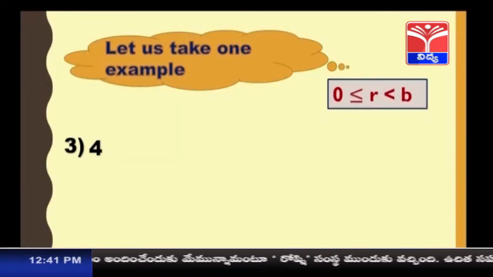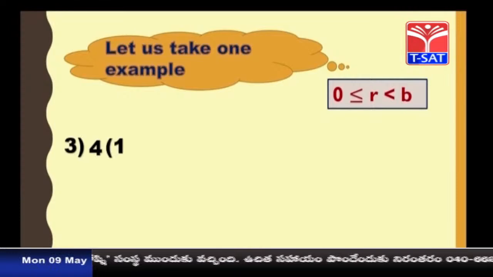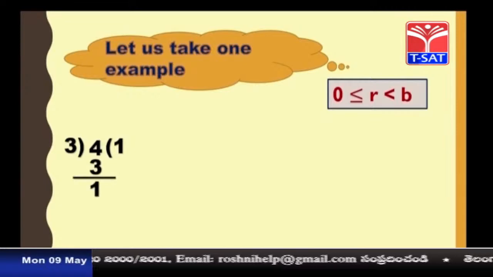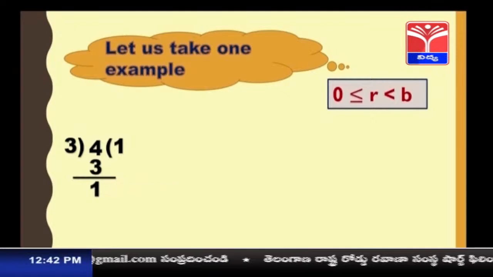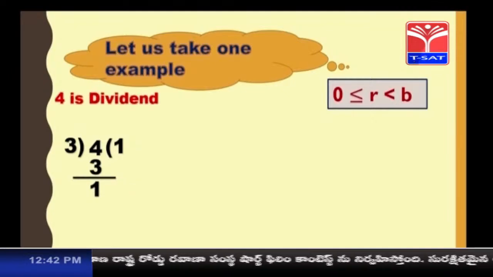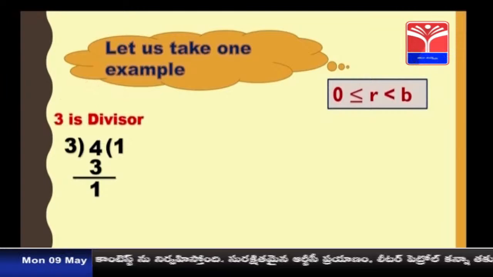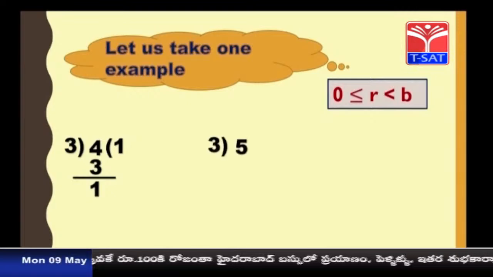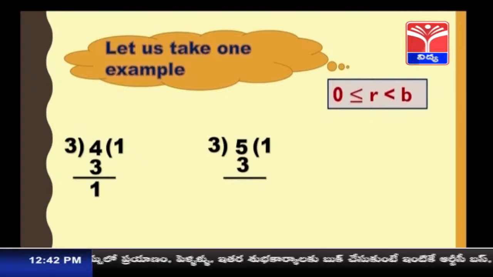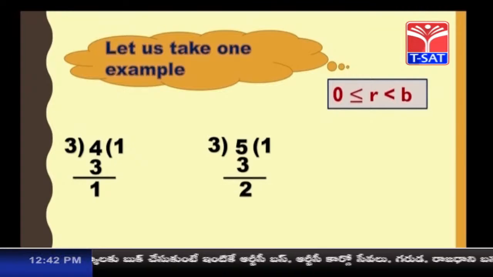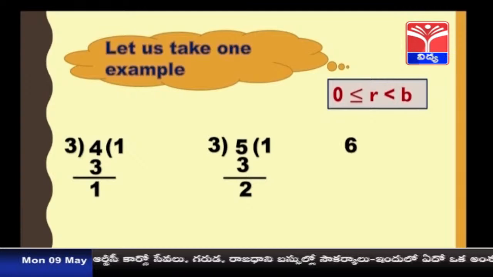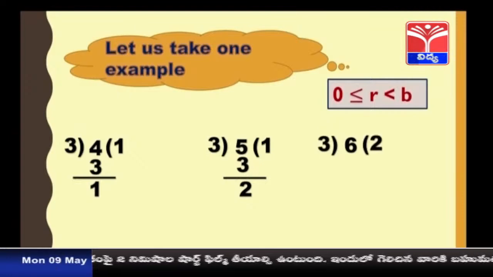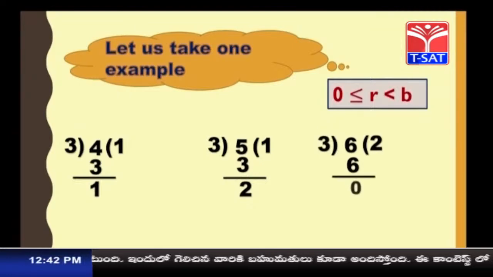Let us take one example. If 4 is divided by 3, we get 1 as quotient, 3 ones are 3, 4 minus 3 will be 1. Here 1 is the remainder and 1 is the quotient, 4 is the dividend and 3 is the divisor. Let us take one more number, 5. If 5 is divided by 3, 3 ones are 3, 5 minus 3 will be 2. Here 2 is the remainder, 1 is the quotient and 3 is the divisor. Let us take one more number, 6 divided by 3, then 3 twos are 6, and 0 is the remainder.